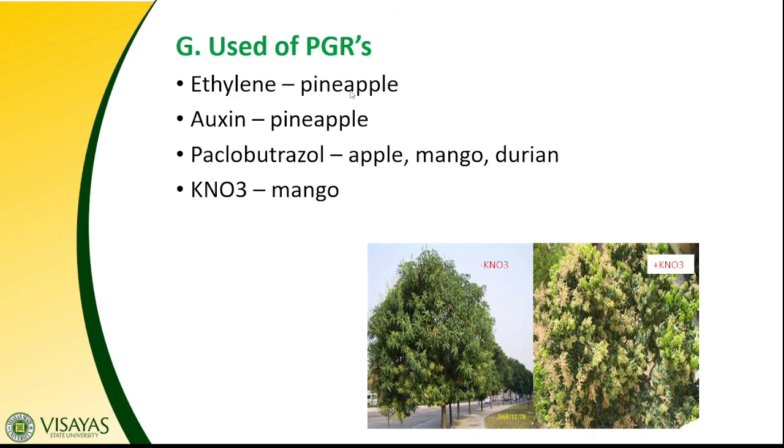The use of PGRs, we have mentioned this, such as ethylene, which is specific for induction of flowering and fruiting in pineapple, auxin also for pineapple, paclobutrazol for apple, mango, and durian, and potassium nitrate for mango. So these are mango trees sprayed with potassium nitrate, which are having many flowers.